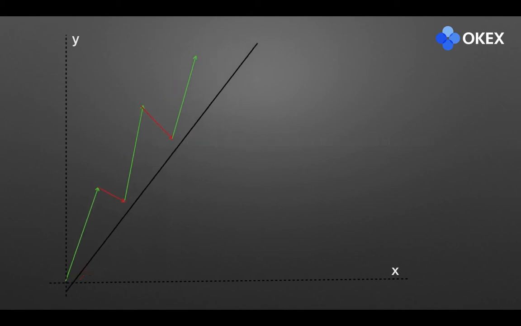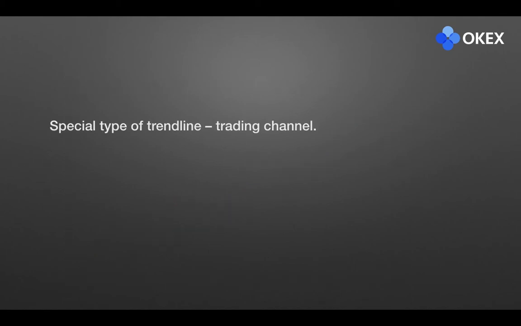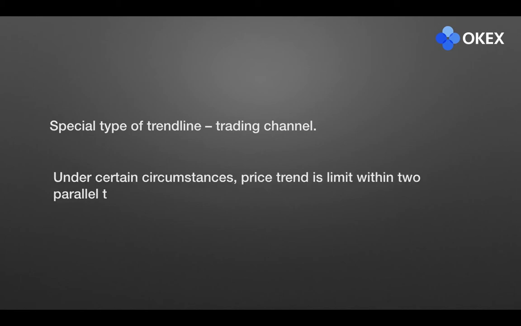This shows a 30-degree upward trend line compared to the 45-degree and 65-degree trend lines. A 30-degree trend line is weakest in price advancement and is less fluctuating. Lastly, let's get to know a special type of trend line, the trading channel. Under certain circumstances, price trend is limited within two parallel trend lines, the basic trend line and the channel line.